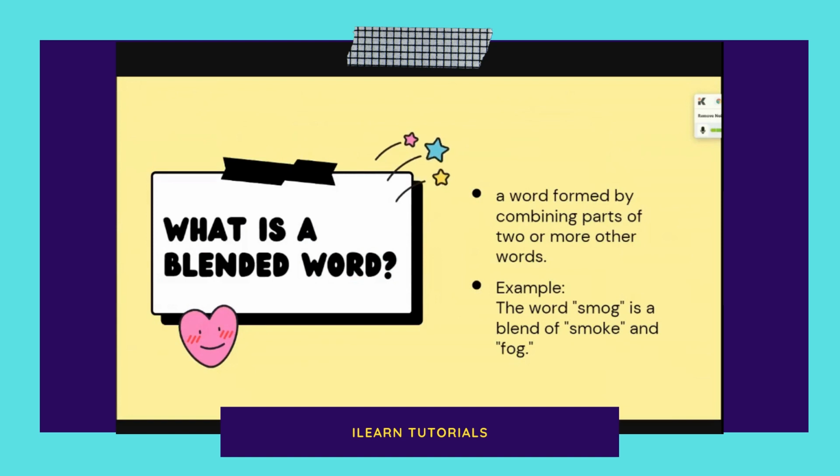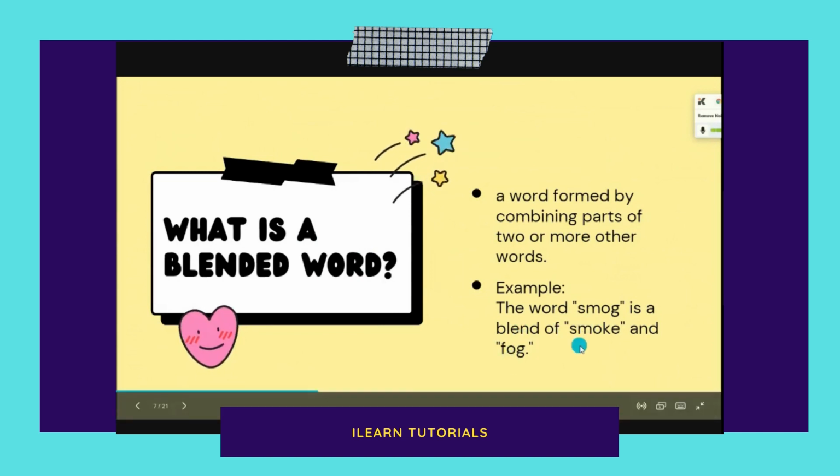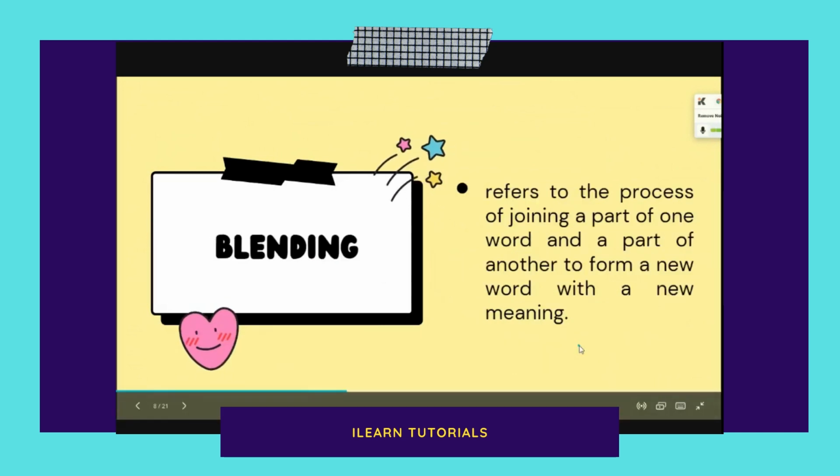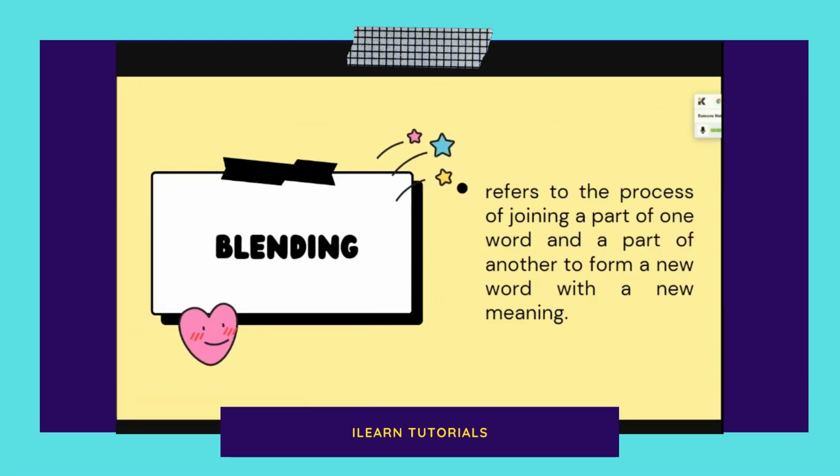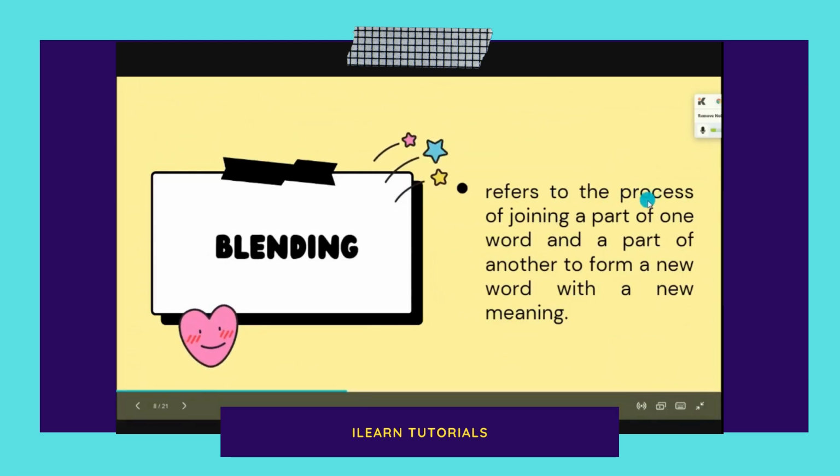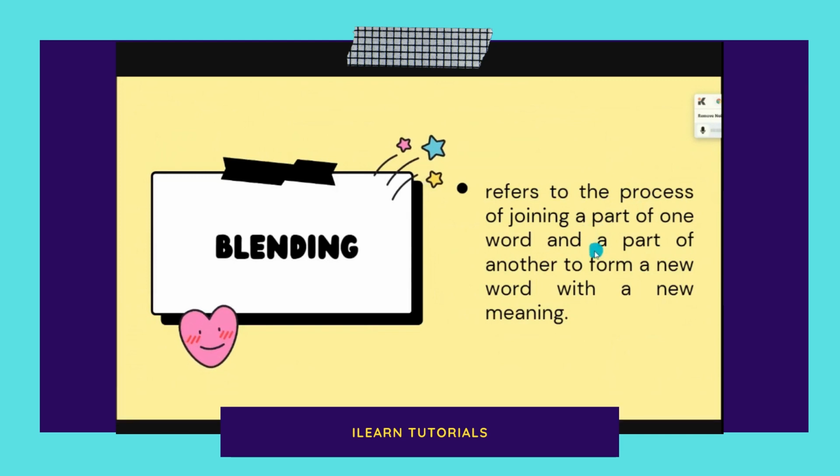A blended word is a word formed by combining parts of two or more other words. For example, the word smog is a blend of smoke and fog, which are two words. On the one hand, when we say blending, it refers to the process of joining a part of one word and a part of another to form a new word with a new meaning. So that is what we call blending.